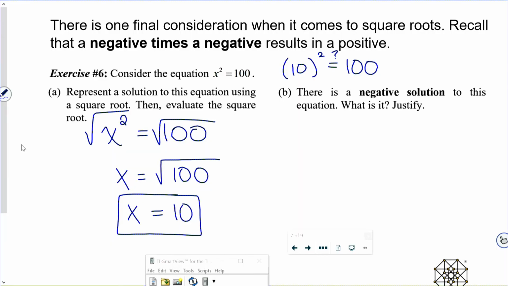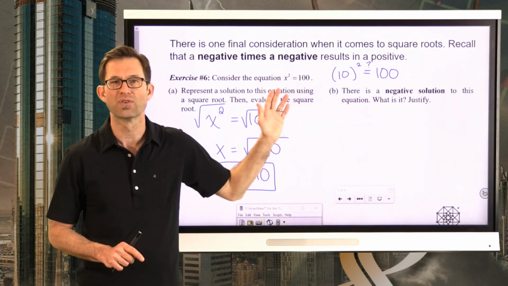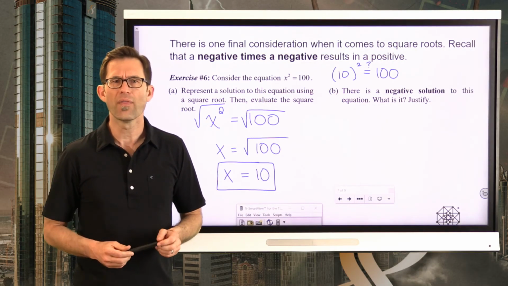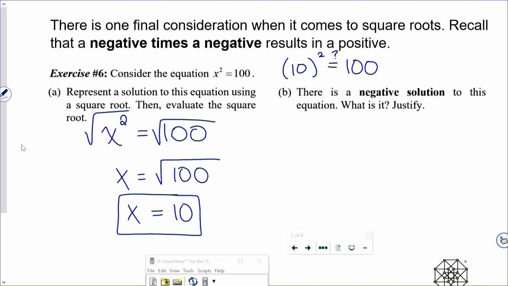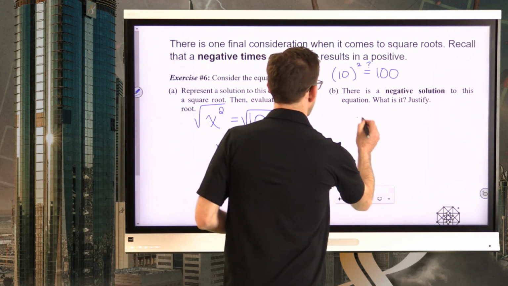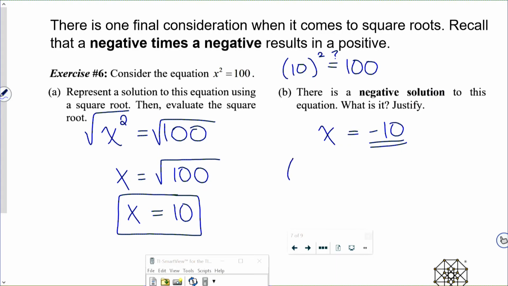So letter B. There is a negative solution to this equation. What is it? Justify. So there's actually a negative number that also, when substituted into this equation, would be a solution. Pause the video now and think about what that number would be. Well, that's x equals negative 10. And this must also be a solution because negative 10 times negative 10 is 100. A negative times a negative is a positive.